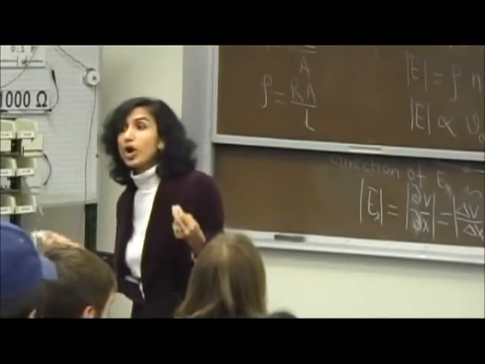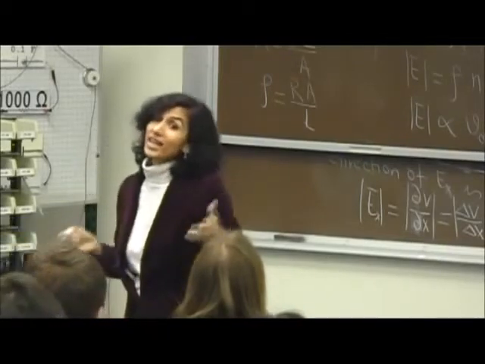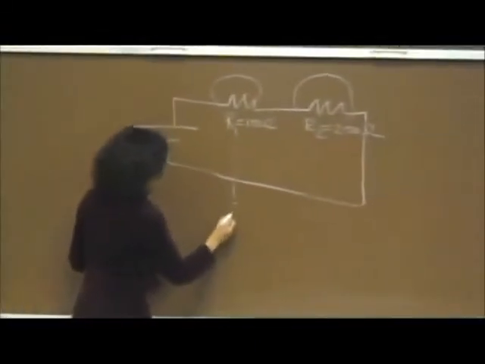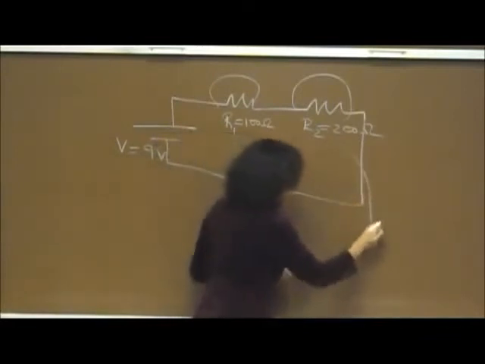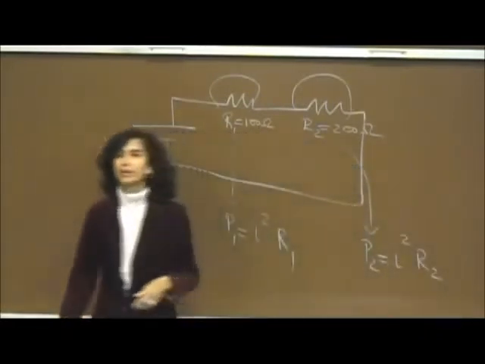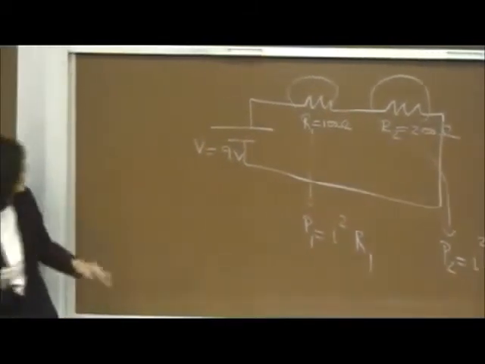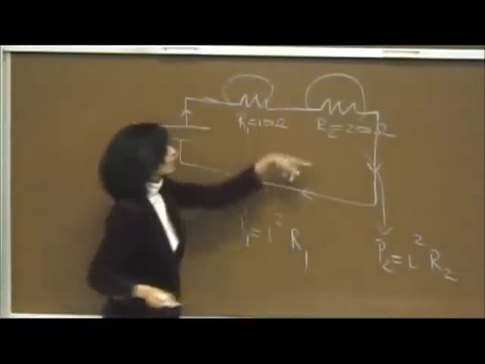Why? Because what is common for the two? Is the current common for the two? Yes. And so the power dissipated in this one, P1, will be I squared times R1. The power dissipated here, P2, will be I squared times R2. Is I the same for both? Yes, I is absolutely the same. How do I know that? Because they are both in series.